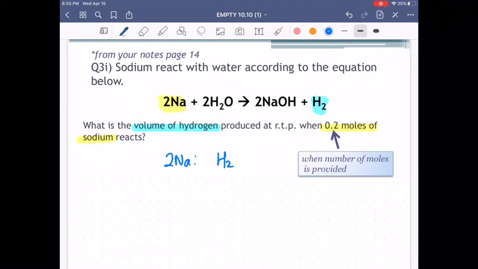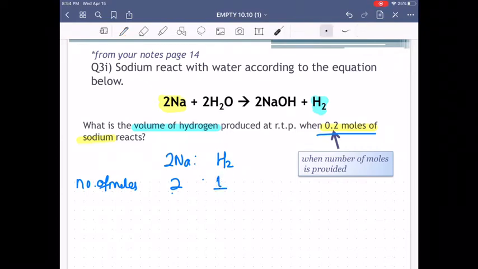So first step is always the same. Please write the number of moles. Here you have 2 to the ratio of 1. Alright, next step. Since the given value here is 0.2 moles, and fortunately that here is moles as well, we just gonna put the moles into the column underneath sodium.